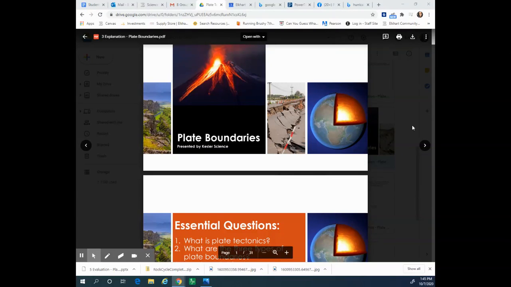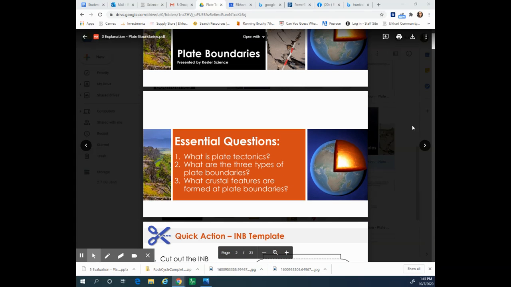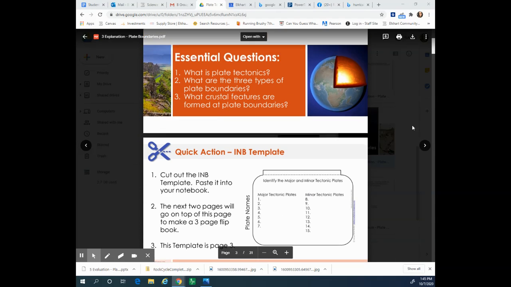Okay, for those that did not get all the way through the plate boundaries, we are going to discuss our assignments for the plate boundary assignment. Plate boundaries, we're going to read our essential questions. What is plate tectonics? What are three types of plate boundaries? What are the crustal features, also known as our landforms, that form at the plate boundaries?